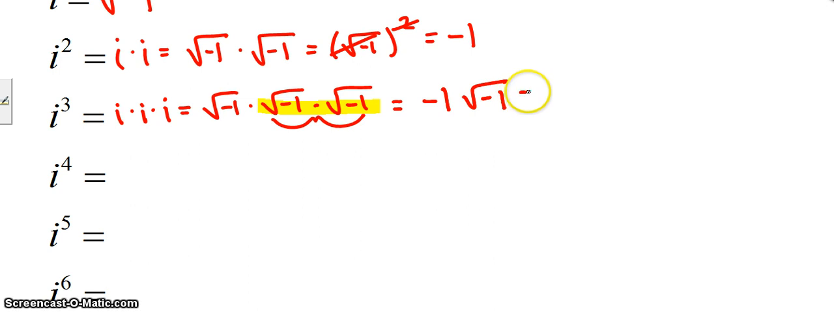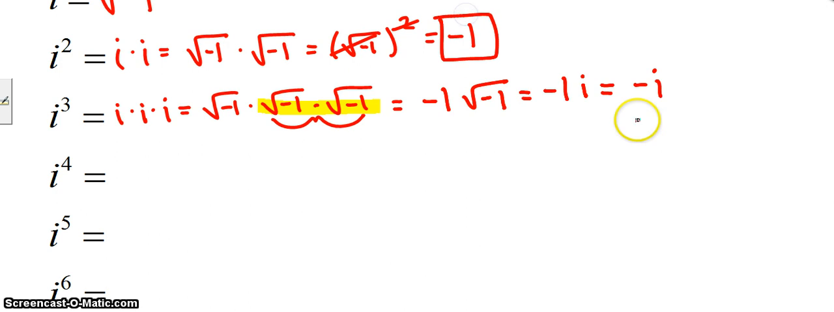So I'm just going to rewrite that in terms of my imaginary number again. This is really -1 i. And you don't really need the coefficient of 1, we can just write this as -i. So i squared is equal to -1. i cubed is equal to -i, by substituting in the square root of -1 and solving.